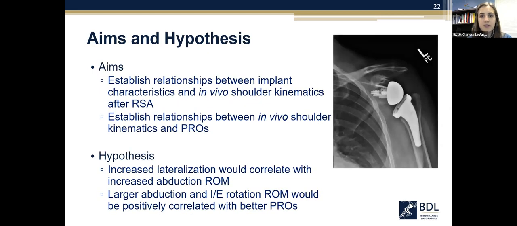The aims of the study were to establish relationships between implant characteristics and in vivo shoulder kinematics after RSA, as well as to establish the relationship between in vivo kinematics and patient-reported outcomes. We hypothesized that increased lateralization would increase the abduction range of motion, and that larger abduction and internal external rotation range of motion would be positively correlated with better PROs.